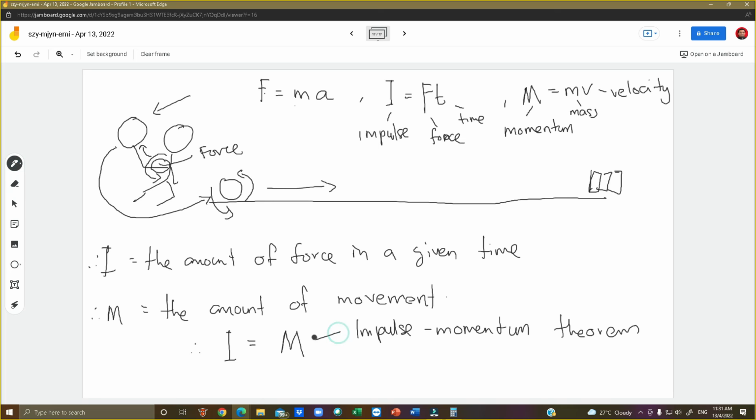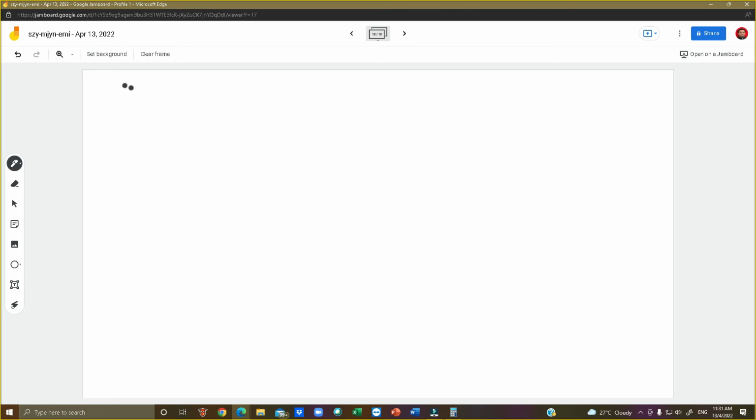This is impulse momentum theorem. Okay, so impulse momentum theorem came from the source of everything, force. Okay, sekarang kita tengok mana dia datang. F will always equal to m a. Okay, I equals to F t and M equals to m v. Okay, we start from here.